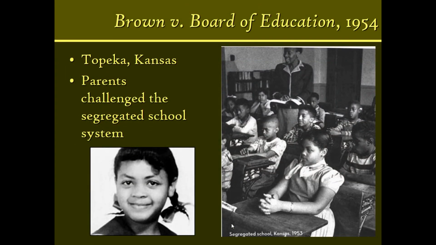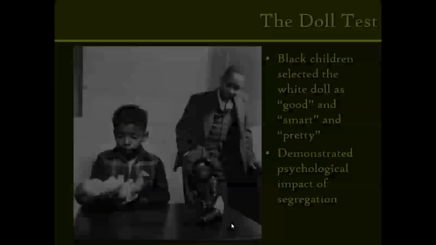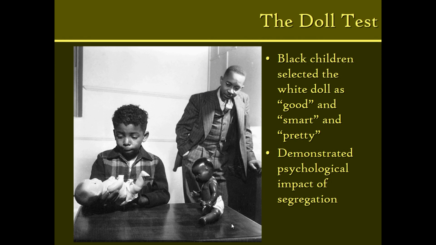And then we have the much more famous Brown v. Board of Education, 1954, Topeka, Kansas. Parents challenged the segregated school system. It goes all the way up to the Supreme Court. And ultimately, the Supreme Court ruled in favor and began to desegregate schools.